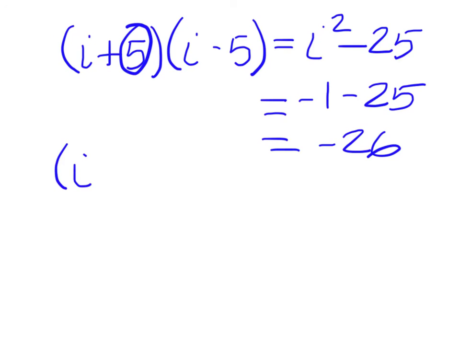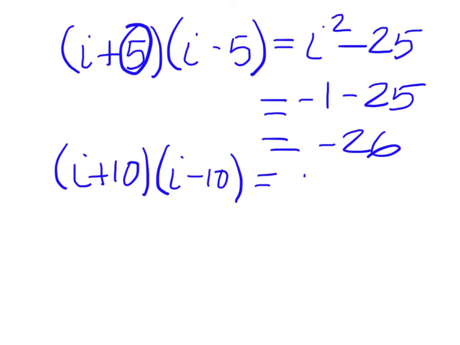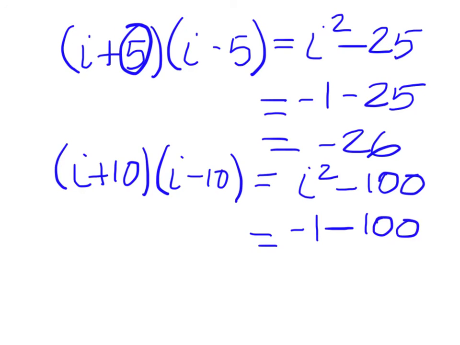What if it were I plus 10 and I minus 10? I would have I squared minus 100. And the I squared is negative 1. So I end up with a negative 101 on the bottom. Or if it were a fraction, it would be on the bottom.